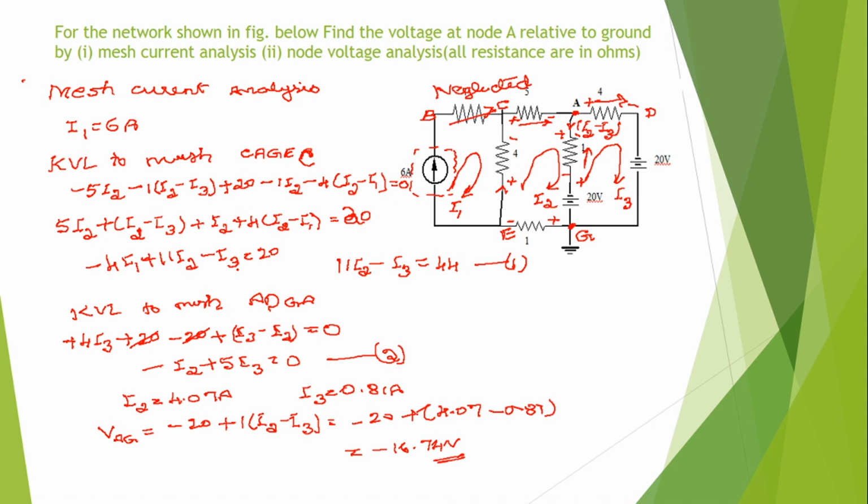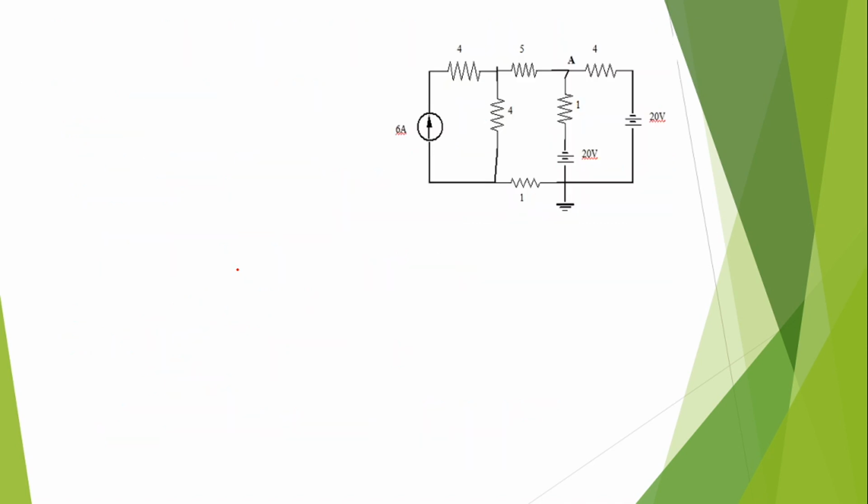I hope you understood. So we will solve the same problem using node voltage analysis. So this is the given network. In this also, the 4 ohm is connected in series, so it can be neglected, correct? Because it is connected in series with the 6 amps, so neglect this.